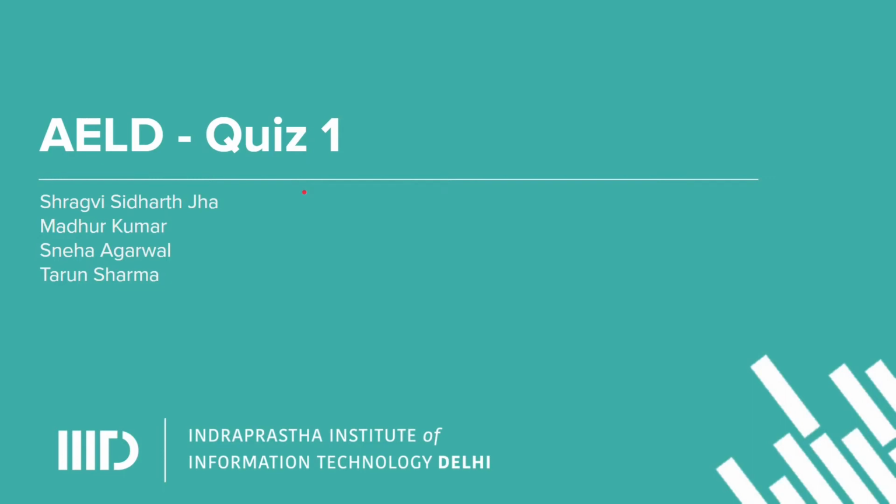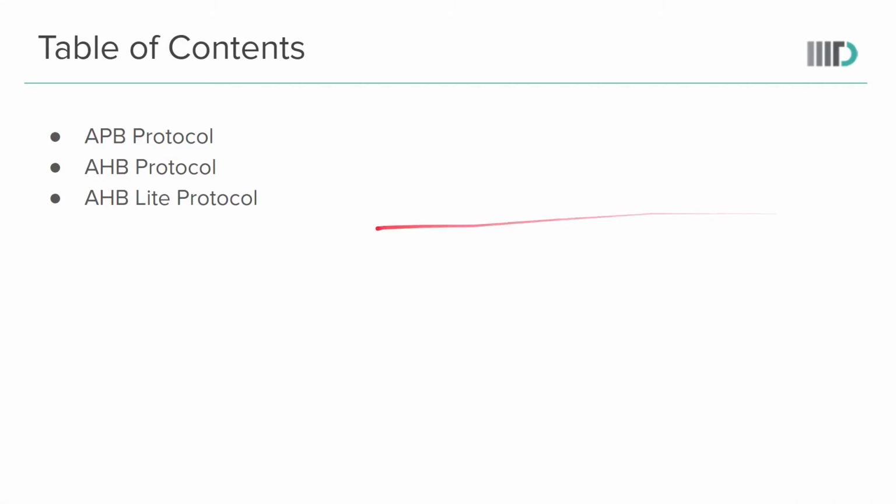This is the video presentation for the AELD Quiz 1. The members of the group are Sidharth, Madhur, Kumar, Sneha, Agarwal and Tarun, Sharma. This is the flow of the entire presentation. The APB protocol will be covered by me, AHB protocol covered by Madhur, and the AHB light protocol covered by Sneha and Tarun.